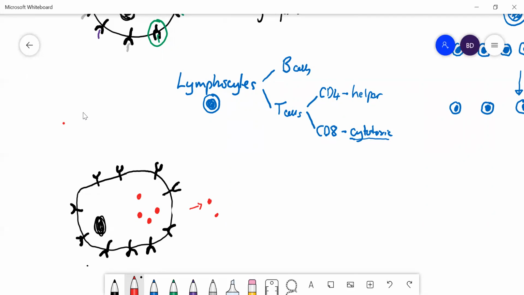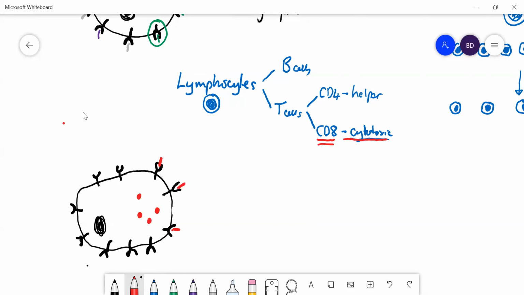But before that happens, if the virus gets broken down in the cell, then a little bit of that virus will get presented in the MHC molecules, okay, and will be recognized by one of these CD8 cells. They'll recognize it as being something that shouldn't be there, and that will initiate killing the cell.